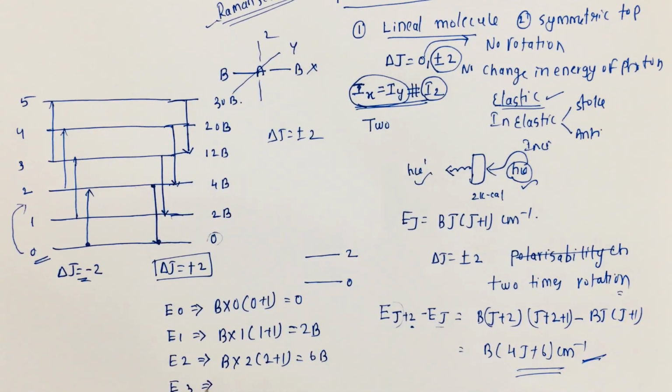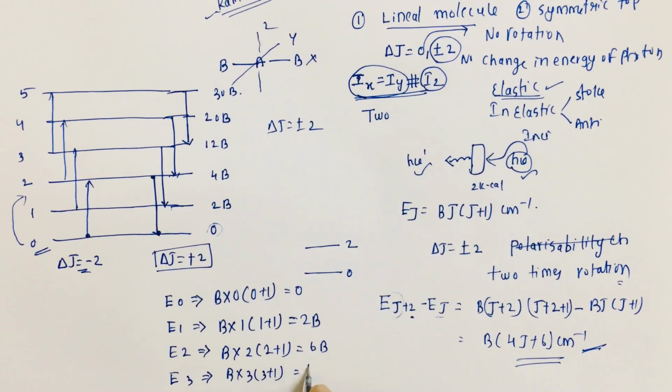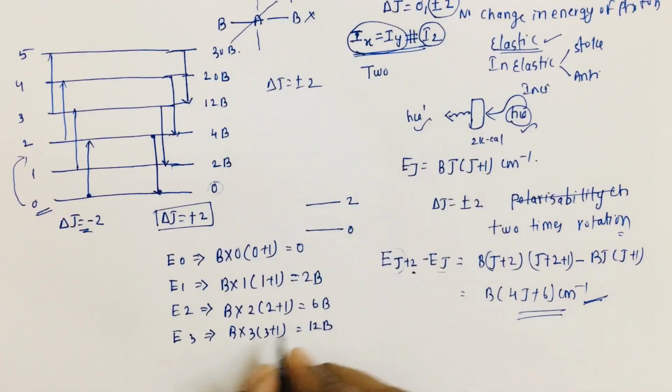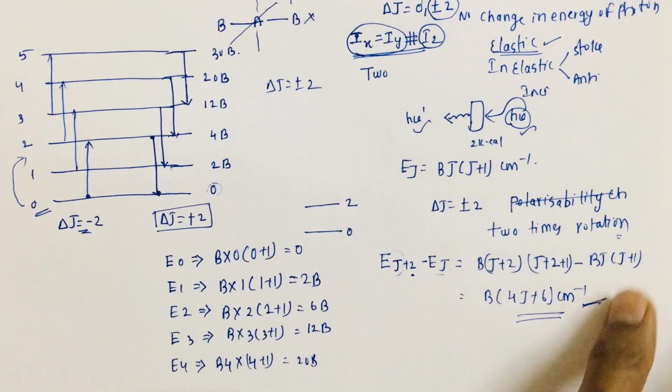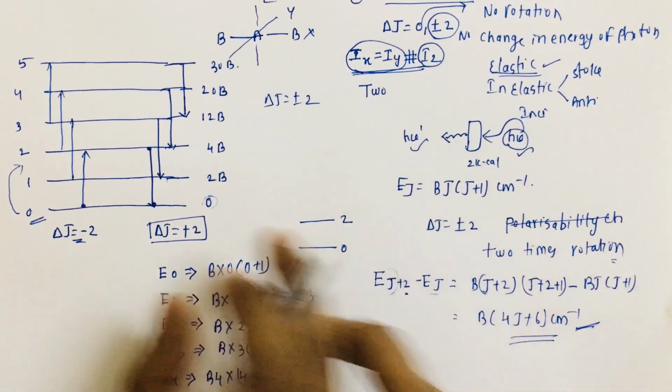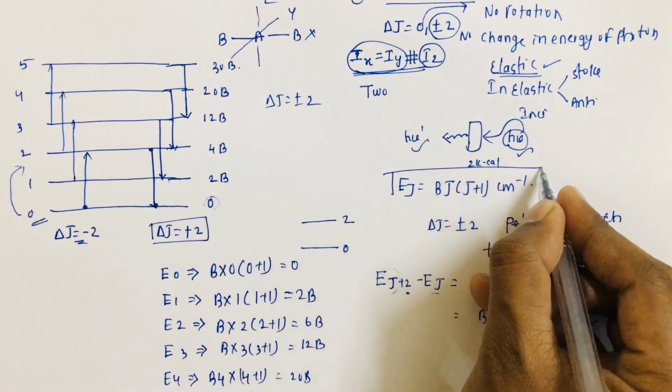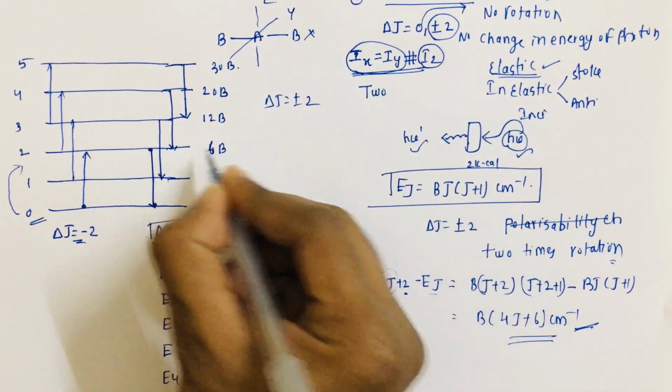E3 means B into 3 into 3 plus 1, this will be 12B, and E4 means B into 4 into 4 plus 1, that equals 20B. So like that. When you're calculating these energy levels, you have to use this principle. Okay, sorry, this is 6B.